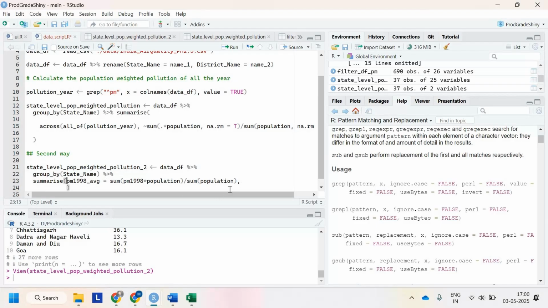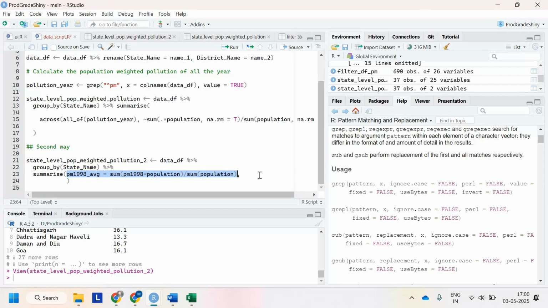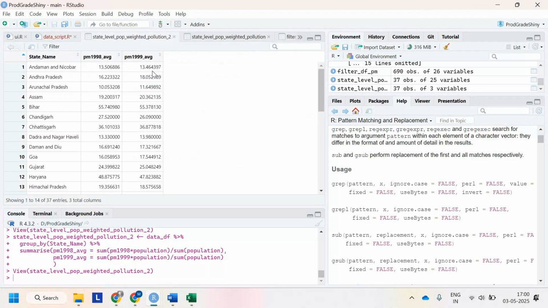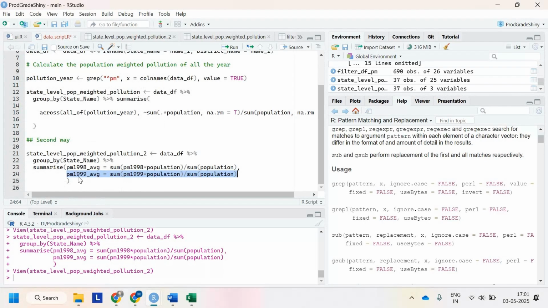You have to copy this code, paste it here, change 98 to 99, and then run this code again. So you have to mention this manually one by one for each column. You can see we now have two columns here, the 98 and 99 averages. To avoid this, we have used the across function. This dot is basically all. What we want to do is apply this formula to all the pollution columns here. So I hope you have understood how this particular code works.